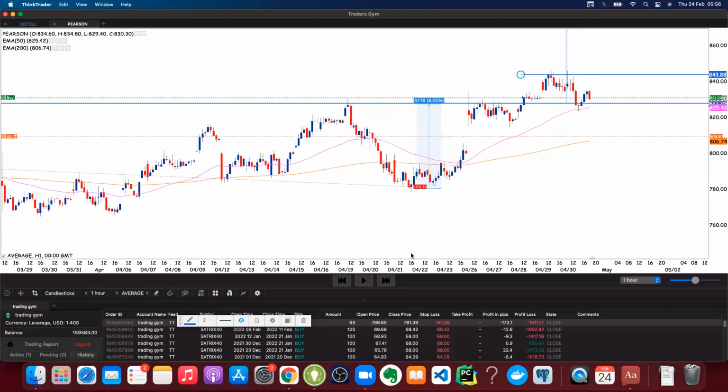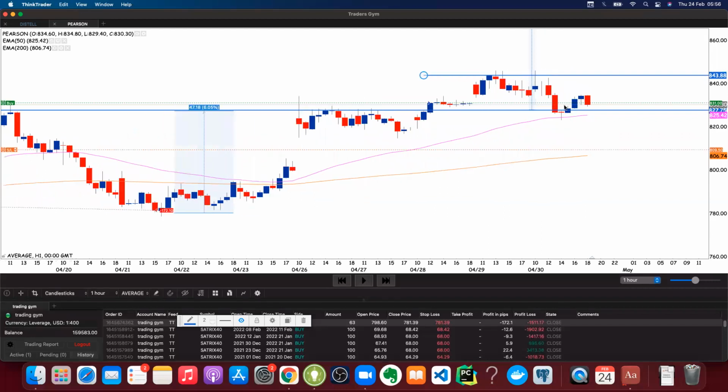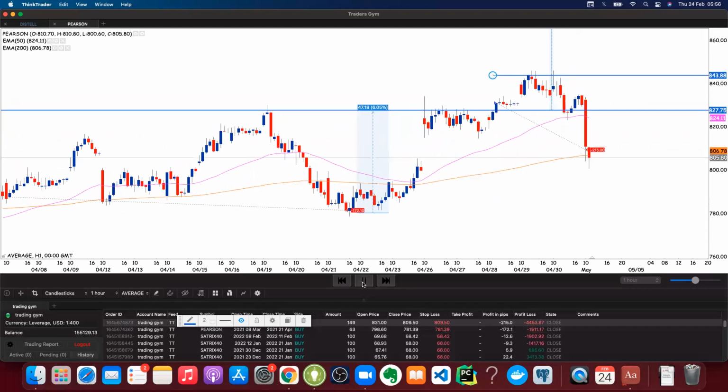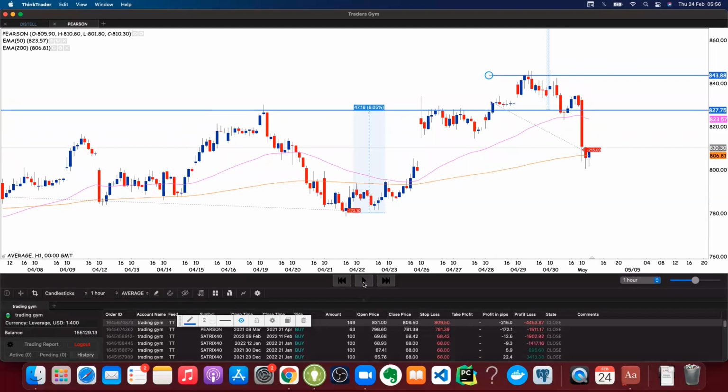50-day coming to the rescue. Nice. This is a nice reversal pattern. A doji testing a significant moving average followed by a bullish engulf, a green bullish engulfing candle. I like this reversal pattern quite a bit. This time it failed, but it's a pattern I like.